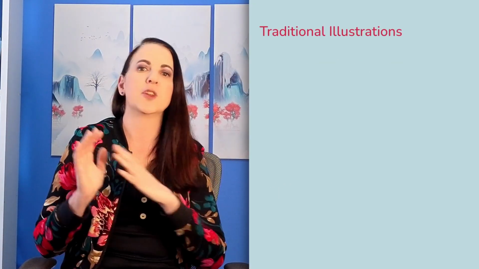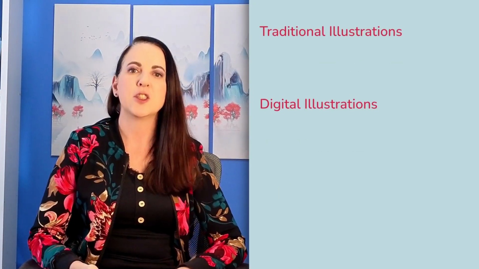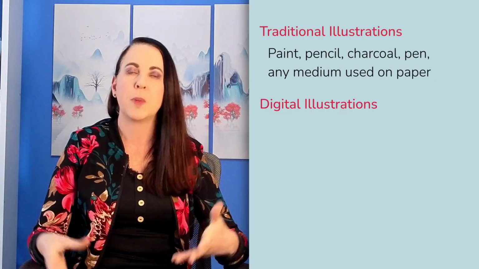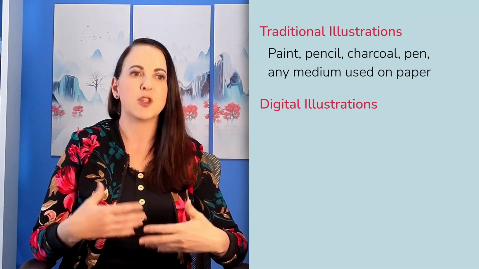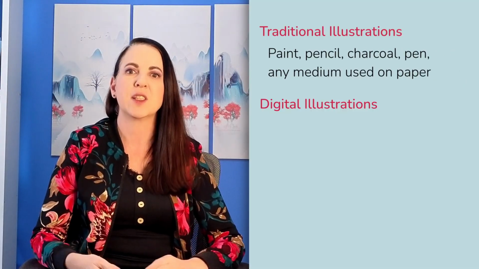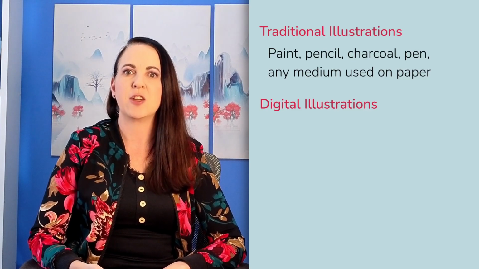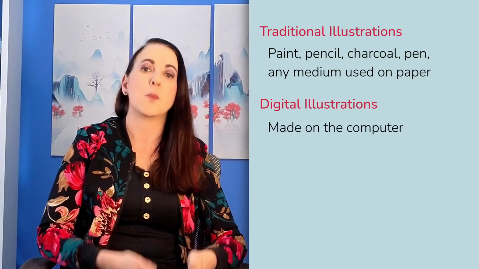So first, there are two major divisions in illustrations. These are traditional versus digital. Traditional illustrations, in brief, are paint, pencil, charcoal, pen, any medium that you use on paper or on a canvas. And digital illustrations are made on the computer. Illustrators can combine the two, traditional and digital, and they often do.